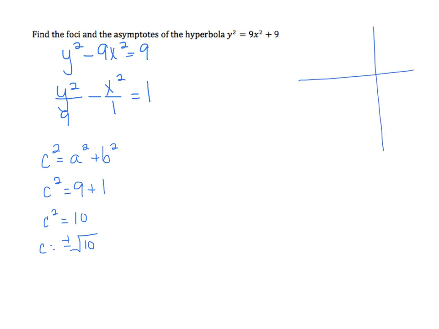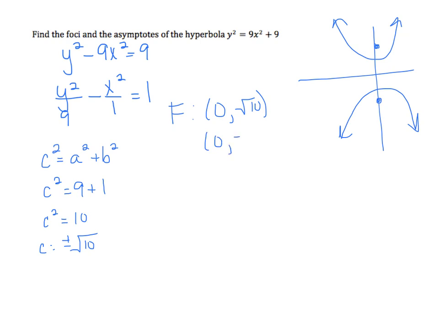If I do a quick sketch, the x value is negative, the y is positive, which means that this hyperbola is going to look something like this. And my foci will be here, and they will be square root of 10 units away. So the foci are at 0, square root of 10, and 0, negative square root of 10.